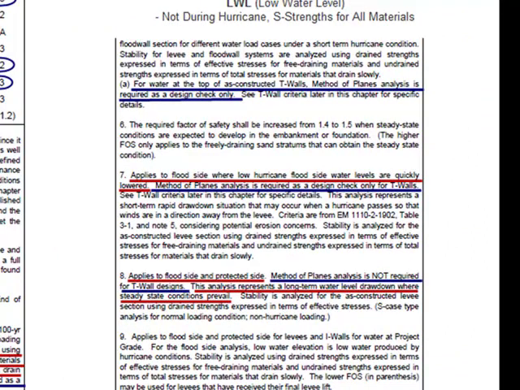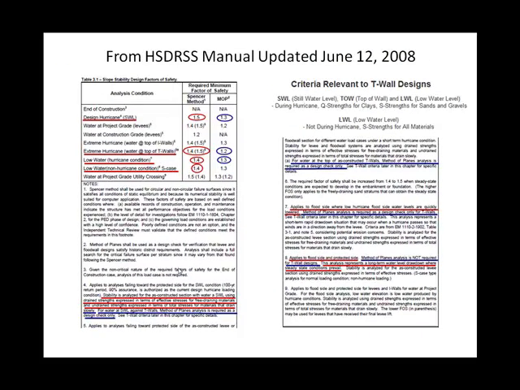And the low water level condition during a hurricane is also given by a hydraulic engineer to the geotechnical engineer. As I mentioned earlier, the method of planes is only used as a design check for the Spencer's method, and in the case of the non-hurricane condition, the method of planes is not used at all for that particular criteria.